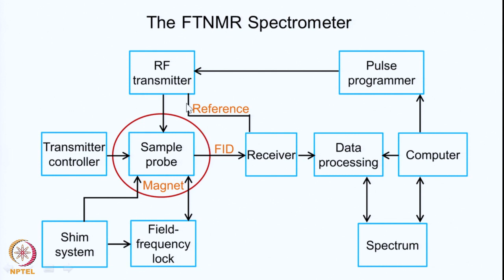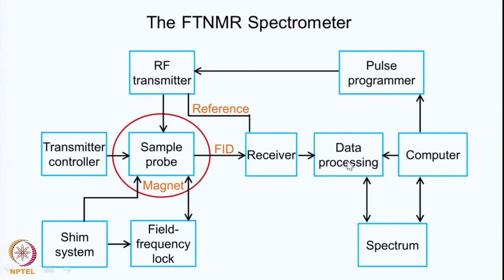The basic transmitter frequency omega naught is subtracted from the signal you are collecting from the sample, which amounts to collecting the signal in the rotating frame. And then you do data processing. Data processing means you collect the FID, and therefore you have to do a Fourier transformation. All this requires a computer.